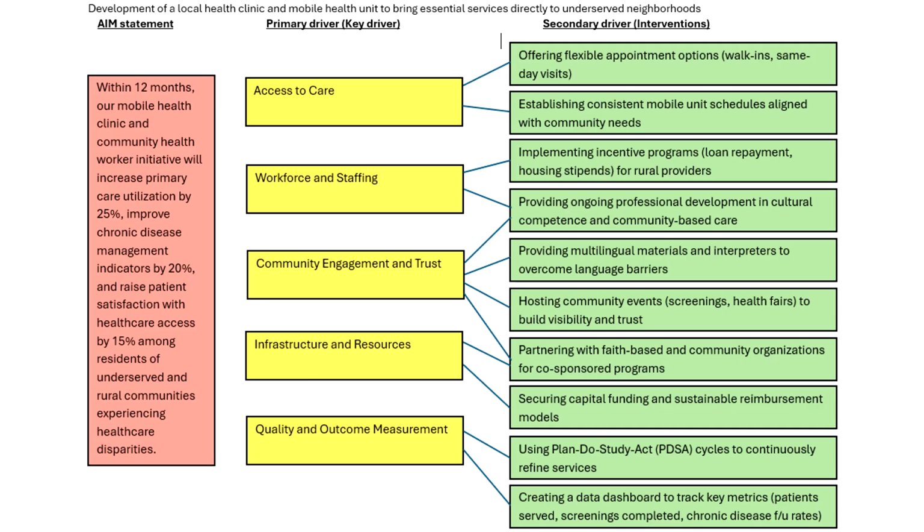The key drivers for success include improving access to care through flexible appointment options, strengthening workforce and staffing with targeted recruitment and incentives, building community engagement and trust with culturally competent outreach, enhancing infrastructure and resources, and using quality and outcome measurements to guide ongoing improvement. Strategic interventions range from expanding mobile clinic visits and partnering with local organizations to implementing plan, do, study, act cycles for continuous refinement and tracking key metrics for accountability.